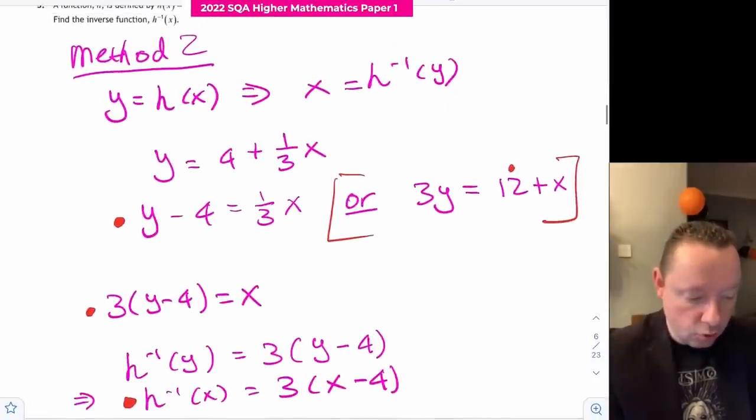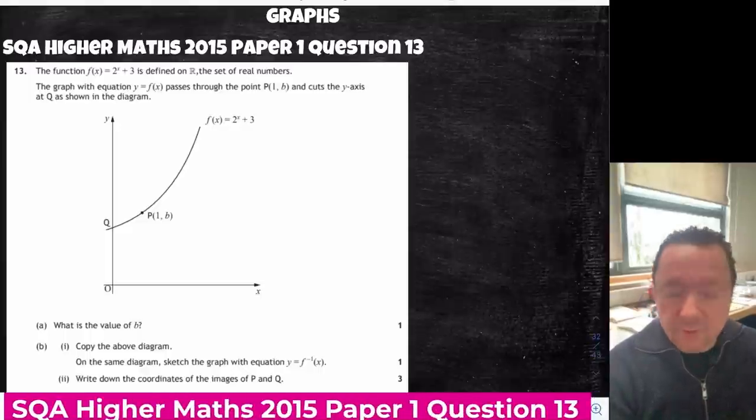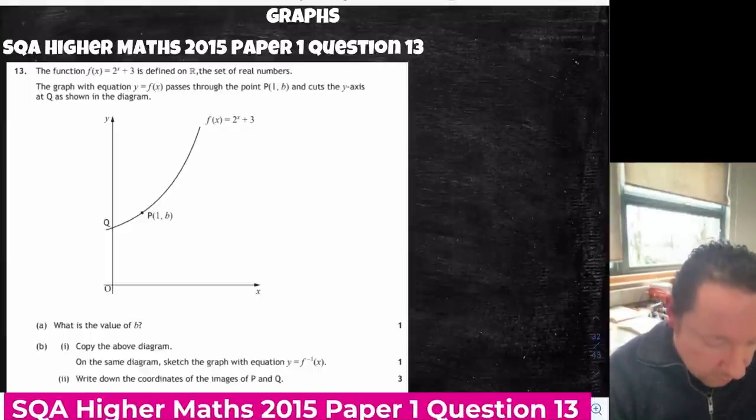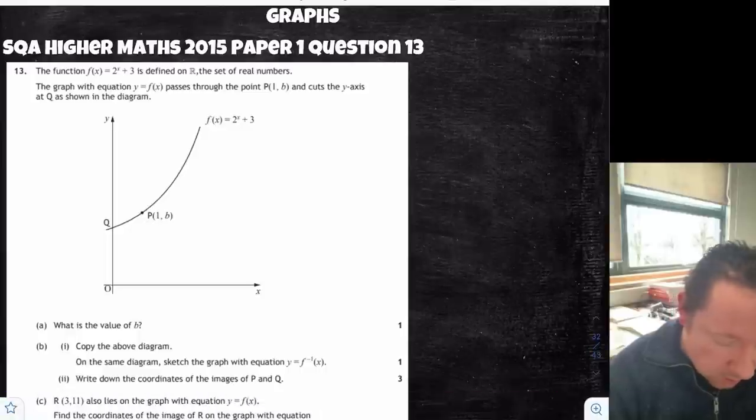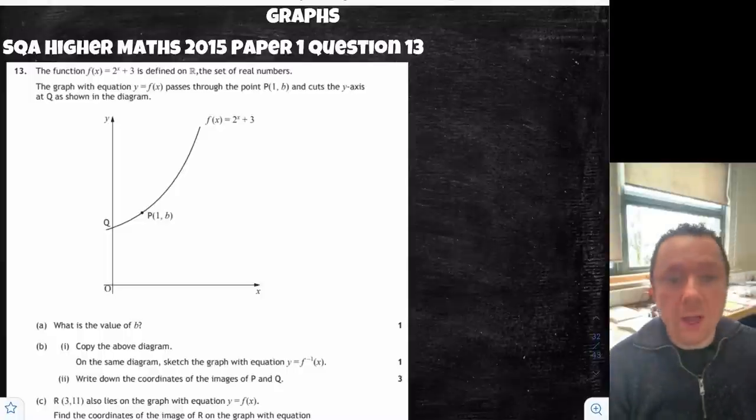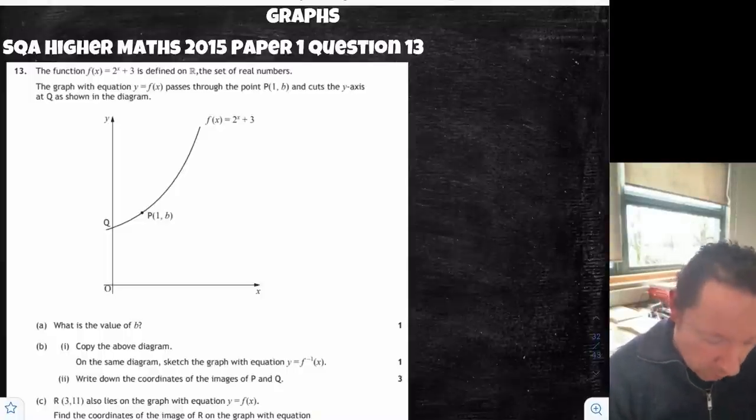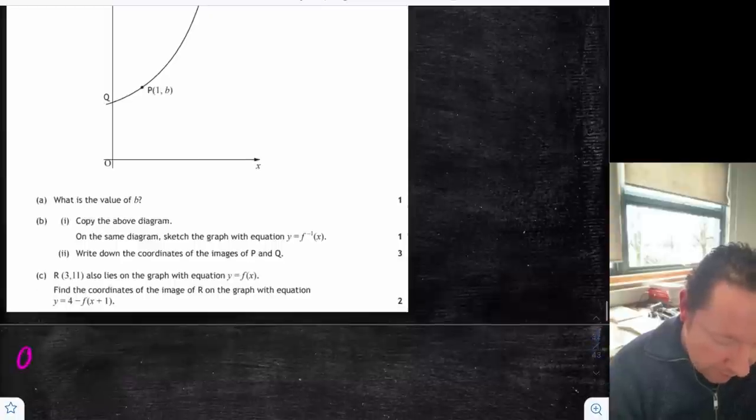Logarithmic graphs, SQA Higher Maths 2015, paper 1, question 13. The function f of x is 2 to the x plus 3, defined on R, the set of real numbers. The graph of equation y equals f of x passes through 1, b and cuts the y-axis at q as shown. What is the value of b? Well, it passes through 1, b, so I can just sub 1 in. So for part A, we've got f of x is equal to 2 to the x plus 3.